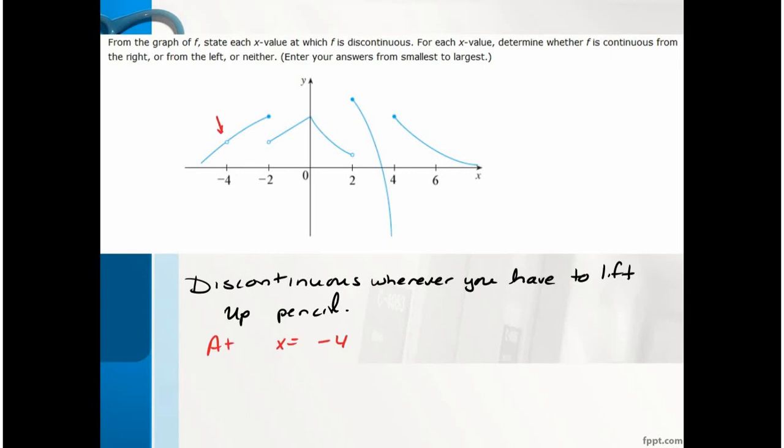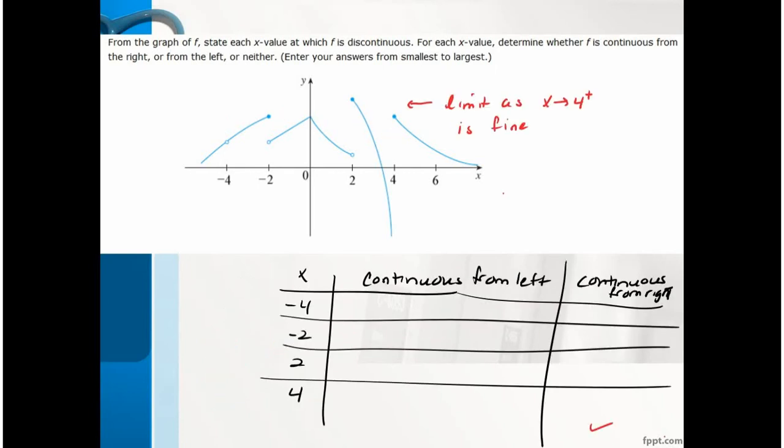So that would be at x equals 4, like I mentioned earlier, right there at x equals -2, right here at x equals 2, and then right here at x equals 4.